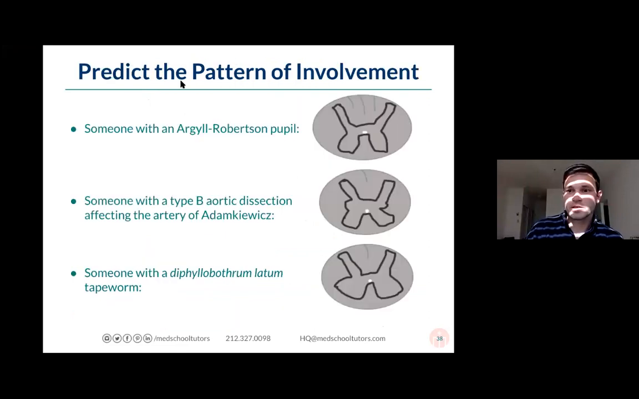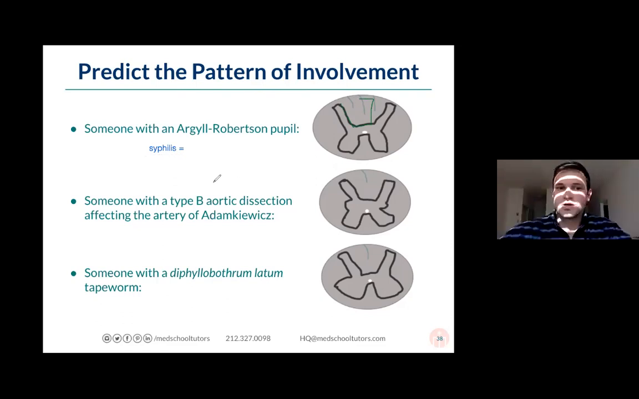Cool. Okay, these are escalating in hardness. So for this first cord, I want you to predict someone with an Argyll-Robertson pupil. So we'll do this in 2 steps. What does that mean? What's their diagnosis? Syphilis, great. What part of the cord does syphilis tend to affect? Posterior columns, awesome, right? So this person who has an Argyll-Robertson pupil, at this level of the cord I would expect to have vibration and proprioception loss throughout.